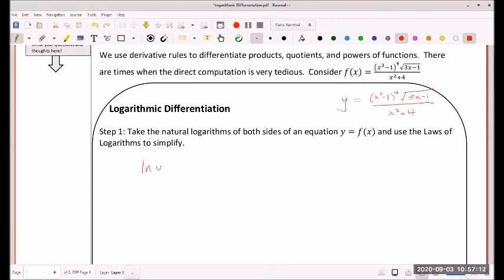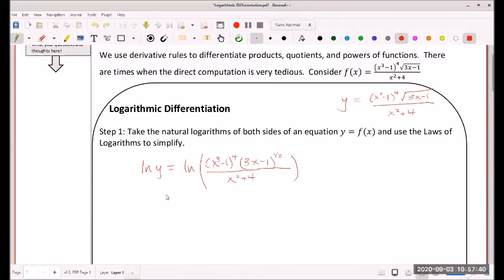So we have natural log of y. I'm just going to take the natural log of that entire right-hand side, so that's x cubed minus 1 to the 4th. And actually what I'm going to do here is rewrite this so that instead of the radical symbol, we'll have a power, 3x minus 1 to the 1/2. And then in the denominator, we'll have x squared plus 4.